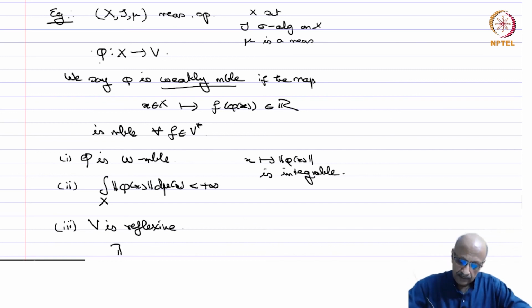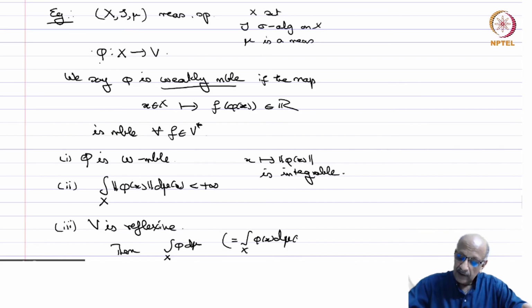Then the integral over X of phi d mu, or if you like the integral over X of phi of x d mu of x, since there is no confusion you don't have to write the x, exists.